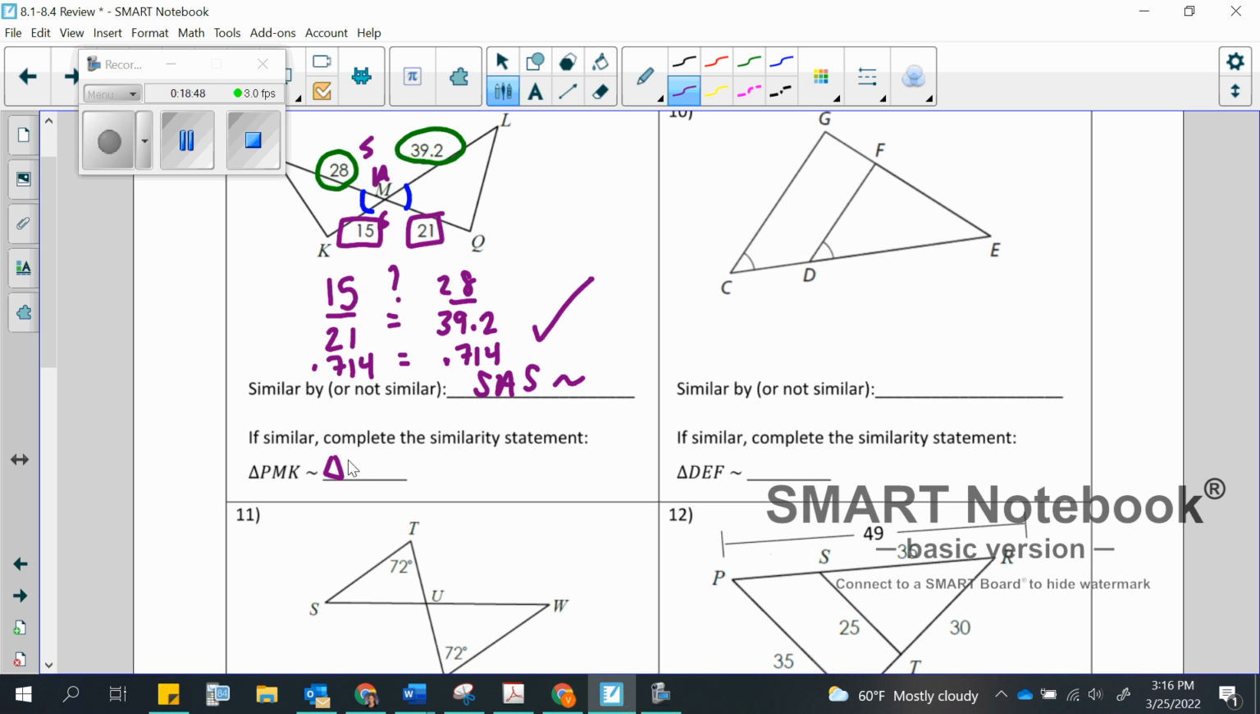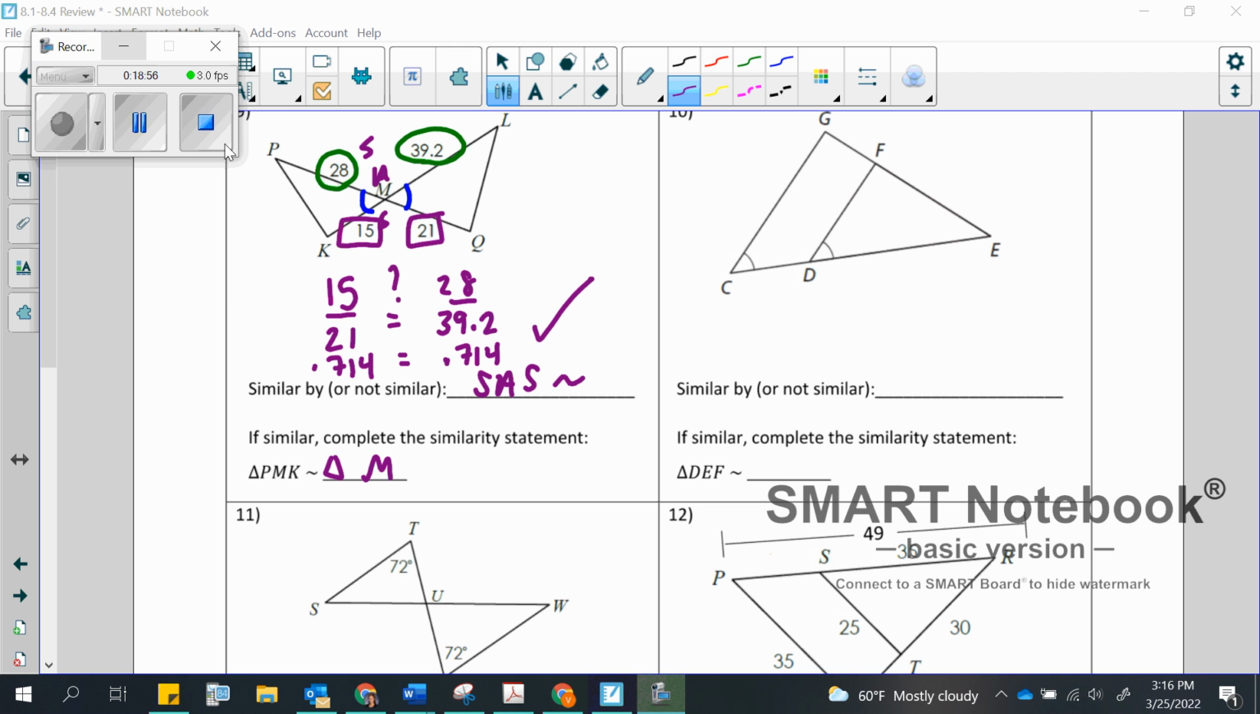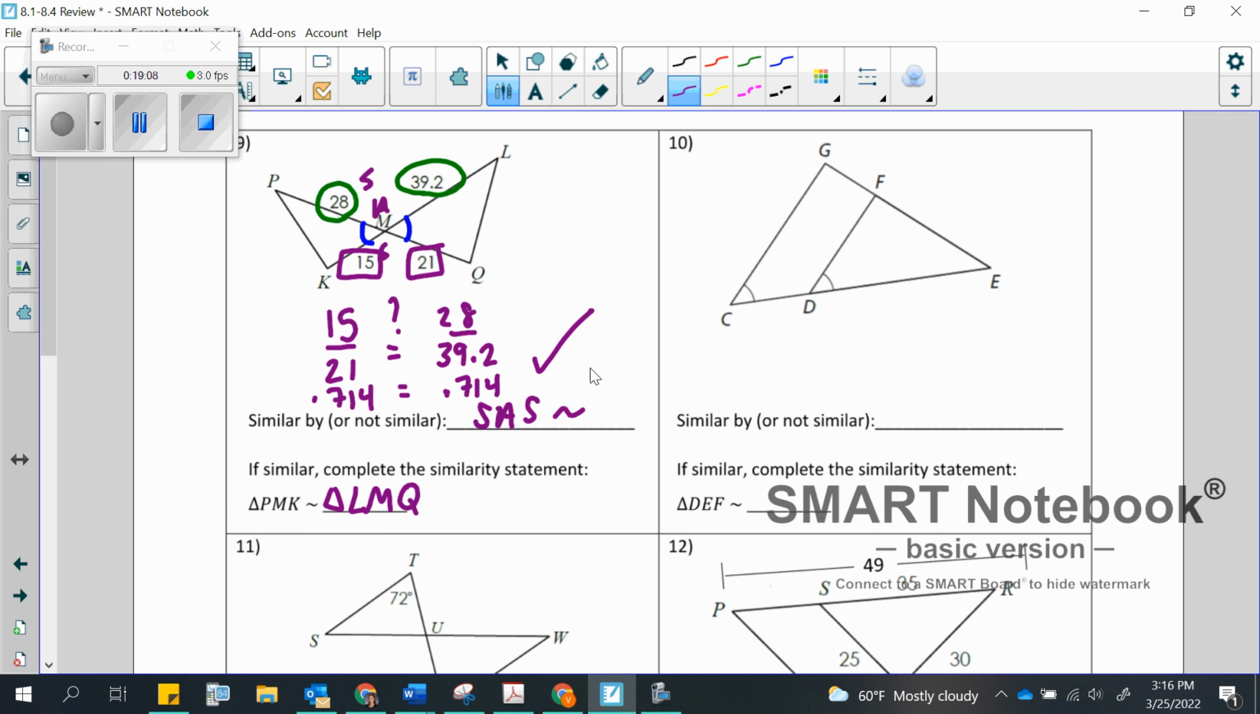And for our similarity statement, we know that M has to be in the middle because it's corresponding in both. So if we have here PMK, it's going to be LMQ. Okay, and for the last one of this little bunch, I believe, no, a few more after this.